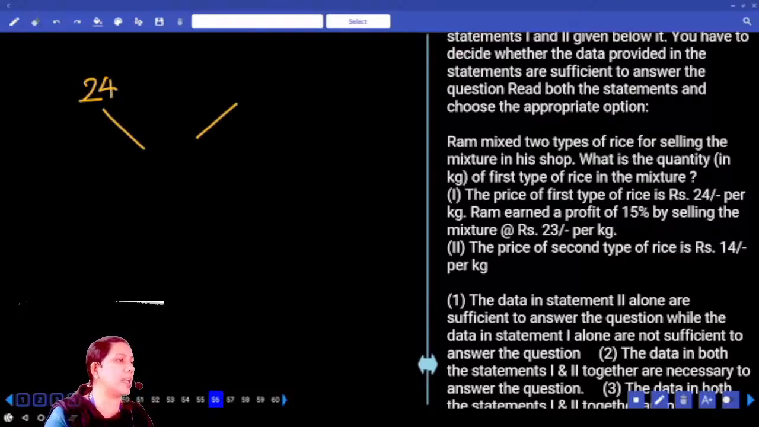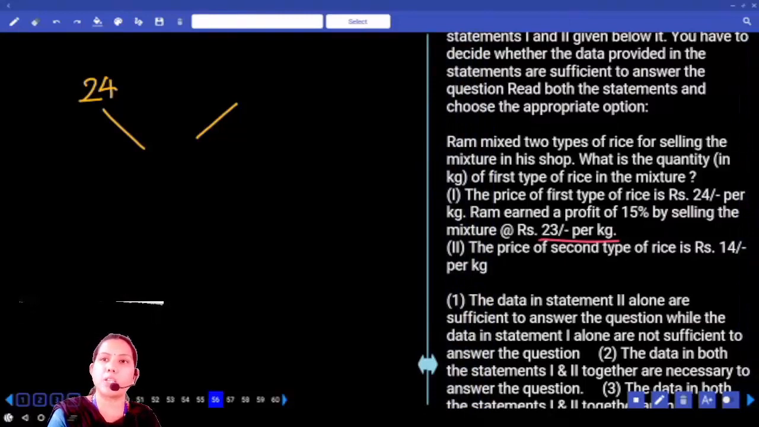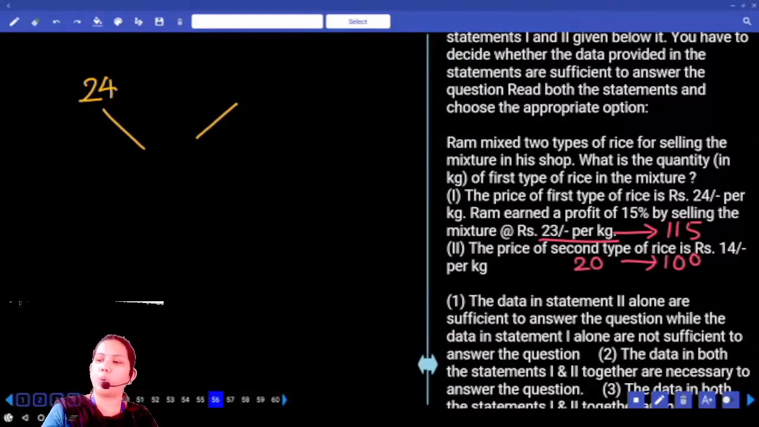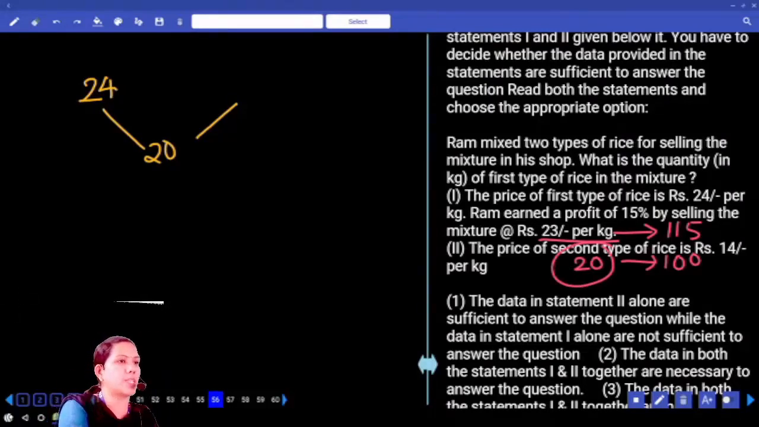Mixture cost price or selling price? 23 rupees. Is it mixture cost price or selling price? Selling price. When he sold at profit or loss? Profit. So how much percentage profit? So 115% value is 23, then 100 is exactly 20. What is mixture cost price? 20. Mixture cost price is 20 rupees and first type cost price is 24 rupees. Definitely one alone is not sufficient.